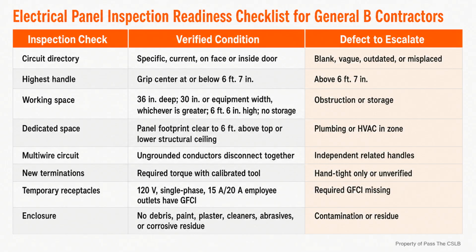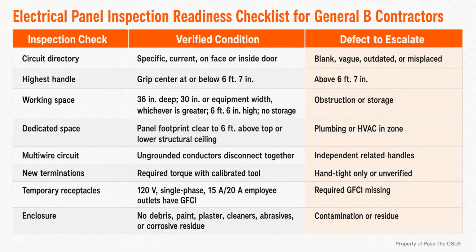That checklist is not a substitute for the electrical contractor's technical inspection. It is a general building coordination screen. Its purpose is to catch obvious conflicts before they become failed inspections, unsafe work conditions, rework, or schedule loss. Consider one final hypothetical walkthrough. I start at the panel door. The directory is present, and each description identifies a specific permanent location or purpose.